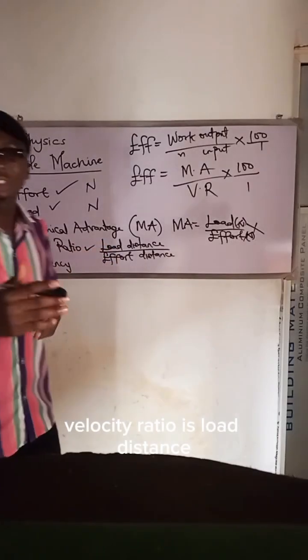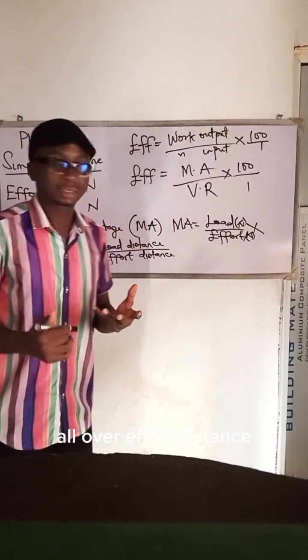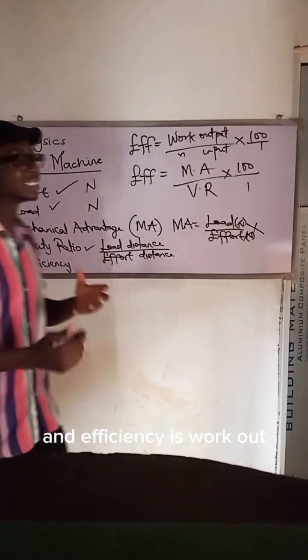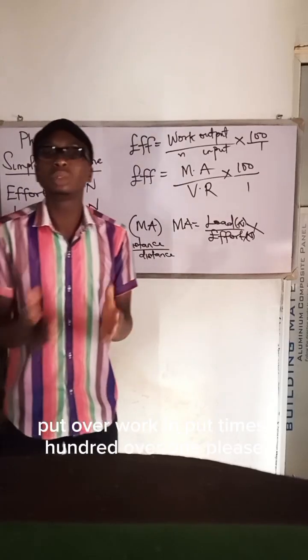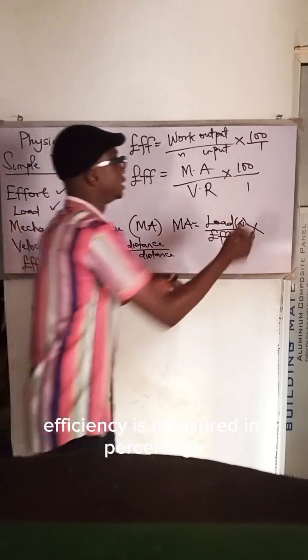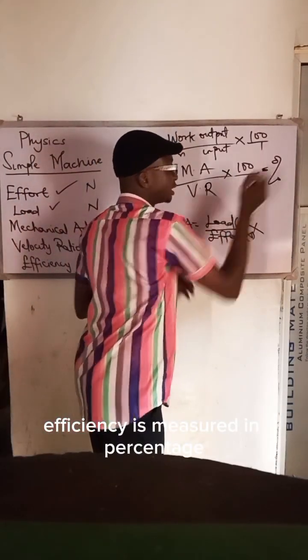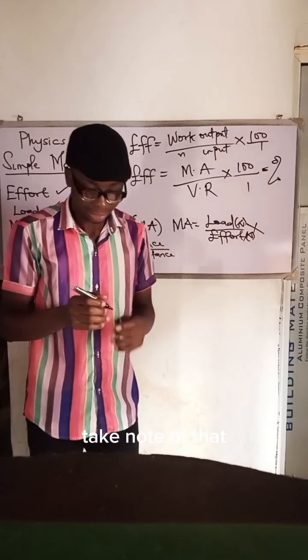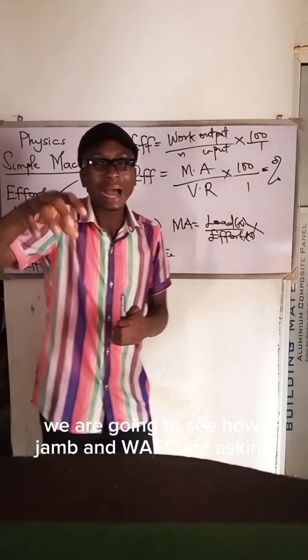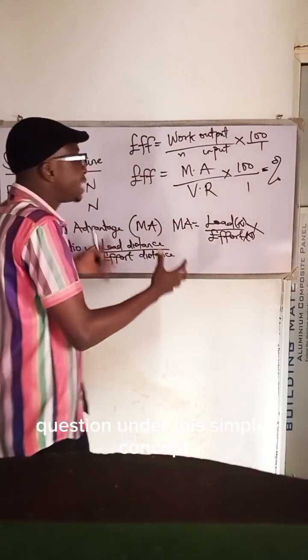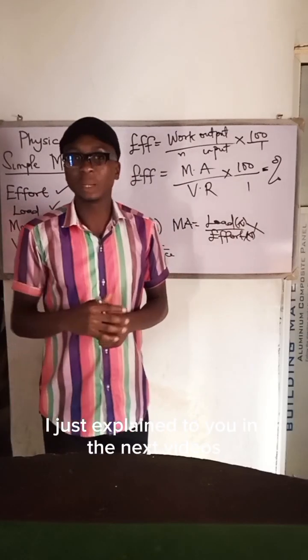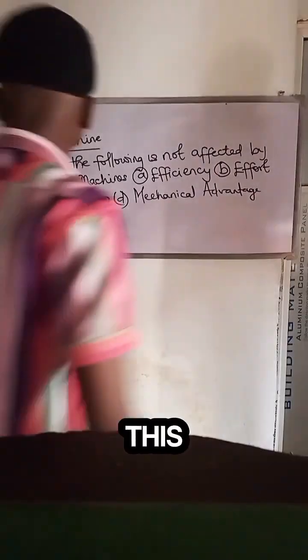Velocity ratio is load distance all over effort distance. And efficiency is work output all over work input times 100/1. Please, efficiency is measured in percentage. Take note of that. We are going to see how JAMB and WAEC ask questions under this simple concept I just explained to you. Now, let's look at this past question.